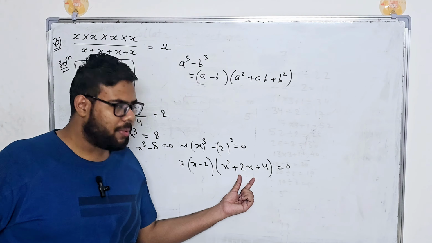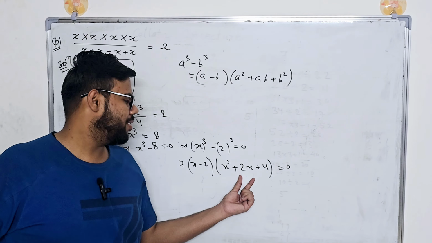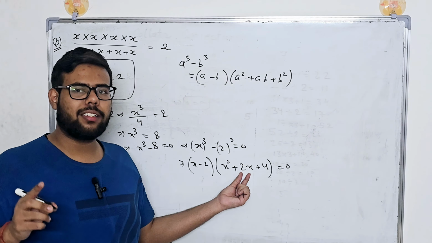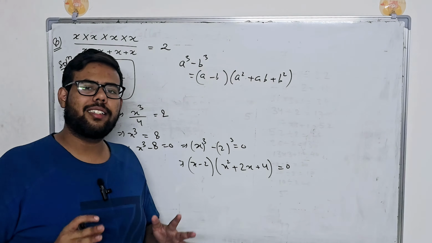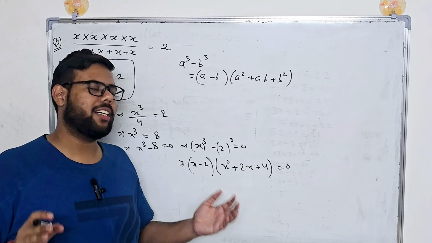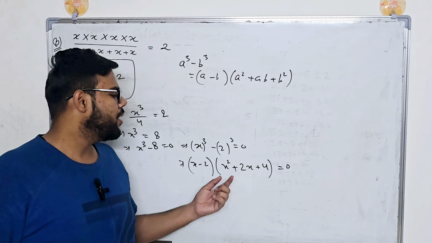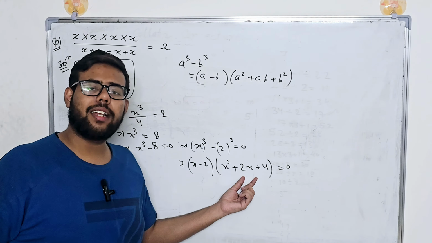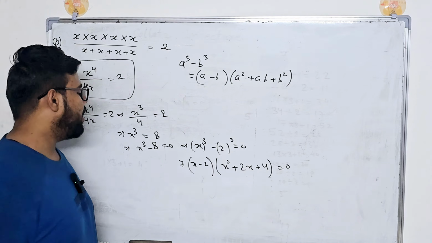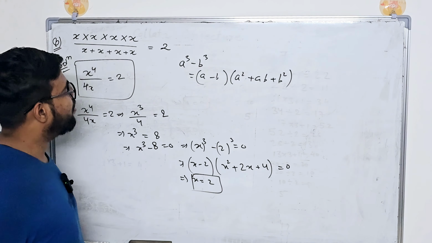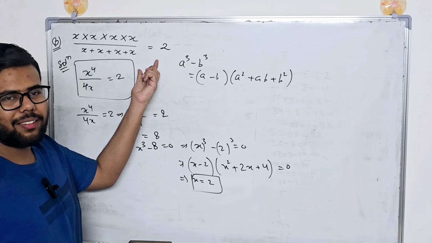Now notice that the discriminant of this quadratic is what? It's b square minus 4ac, so it will be 4 minus 16, which is negative 12. Since the discriminant is less than 0, it won't yield any integral value nor even real value, so this will be neglected over here. So you are basically getting the root as x is equal to 2. So x is equal to 2 is the only solution of this equation, right?